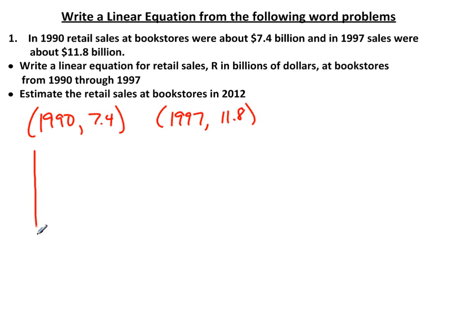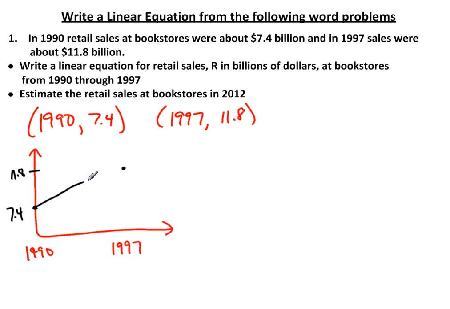So let's think about what this looks like on a graph. Since they went from 1990 to 1997, we'll put 1990 here, which means 1997 would be over here. Let's put some points on here. In 1990, I was at 7.4, and in 1997, I was higher at, say, 11.8. And it doesn't have to be perfectly spaced out, but just to give you an idea of what's going on. So what's happening here is that my sales are steadily getting higher, growing. But they want me to write a linear equation. This is just a line.